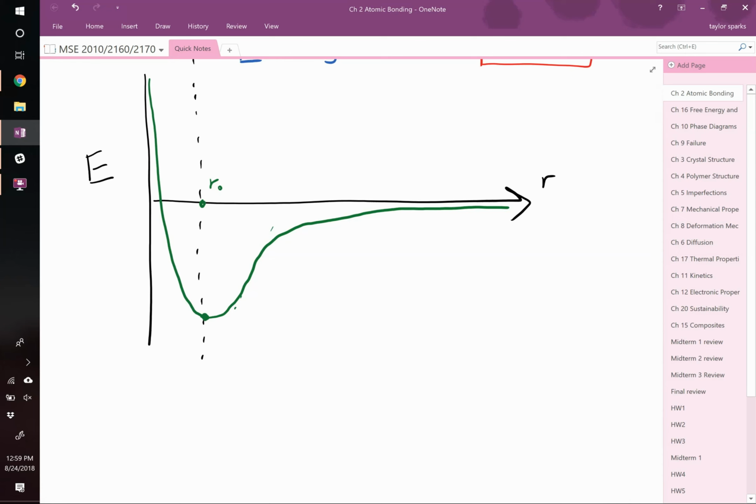Now that said, let's write up some expressions that help us quantify this, right? This is the net energy, right? That's the attractive and repulsive energy put together. So let's write an expression for that. En, we're going to say that that's equal to negative A, where A is a constant, divided by R to the M, another constant, plus B, a constant, divided by R to the N.